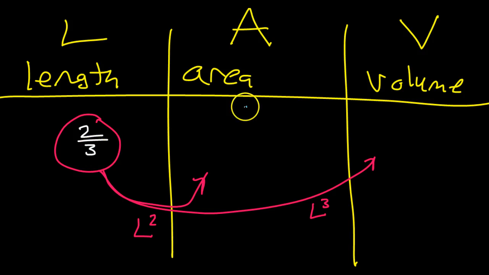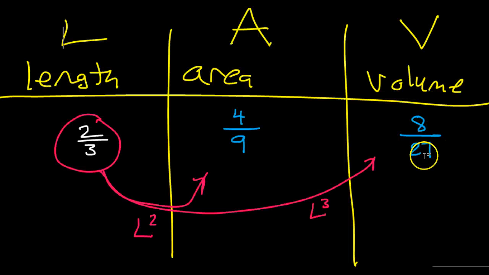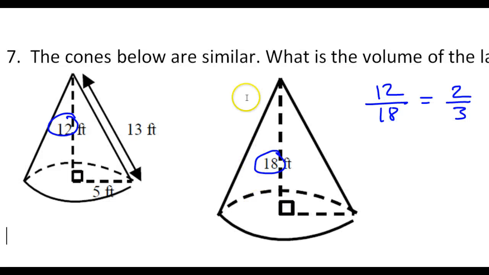For area, I would square it, and that would give me 4/9. For volume, I would cube it. 2 to the third power is 8, and 3 to the third power is 27. So this would be the ratio of any volumes. So it's that third one, 8/27. Because we're talking about volume, that's what I'm going to wind up using.